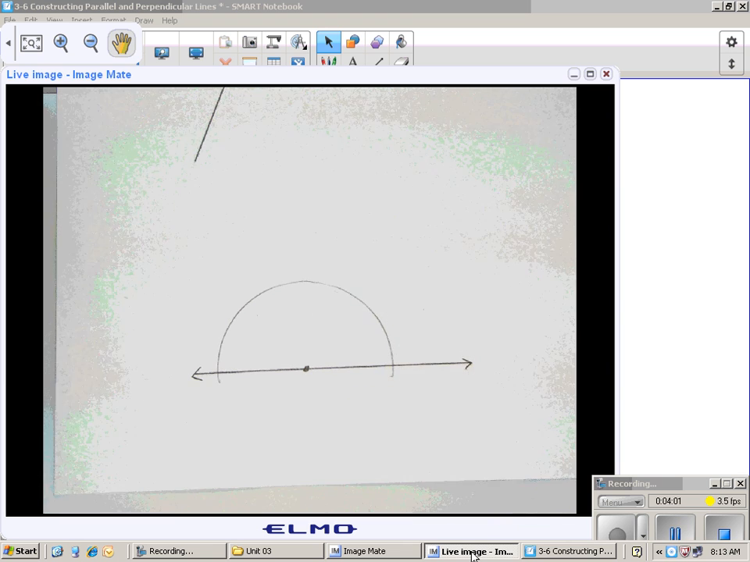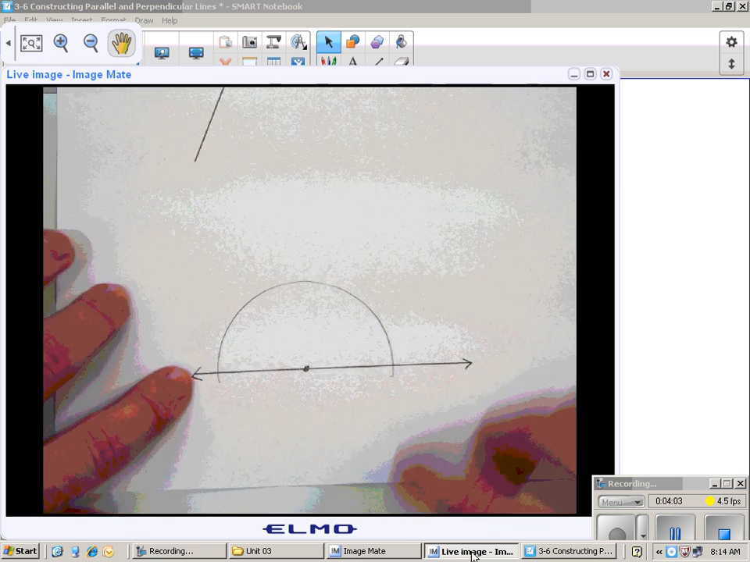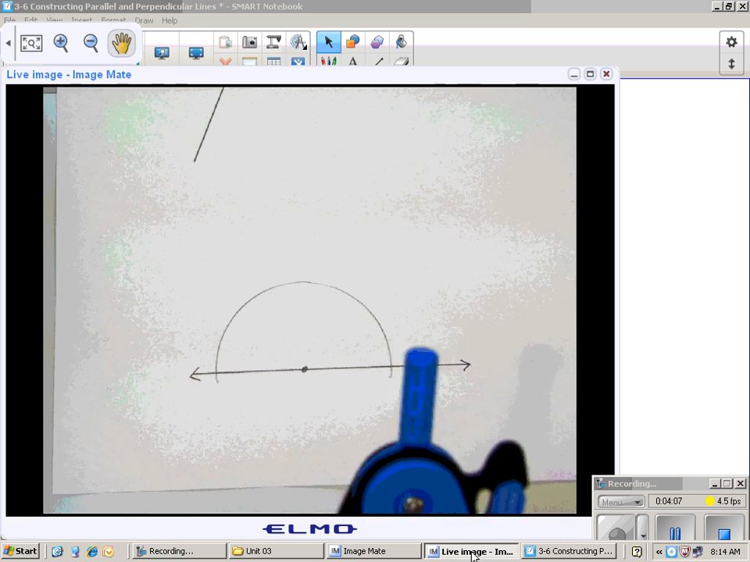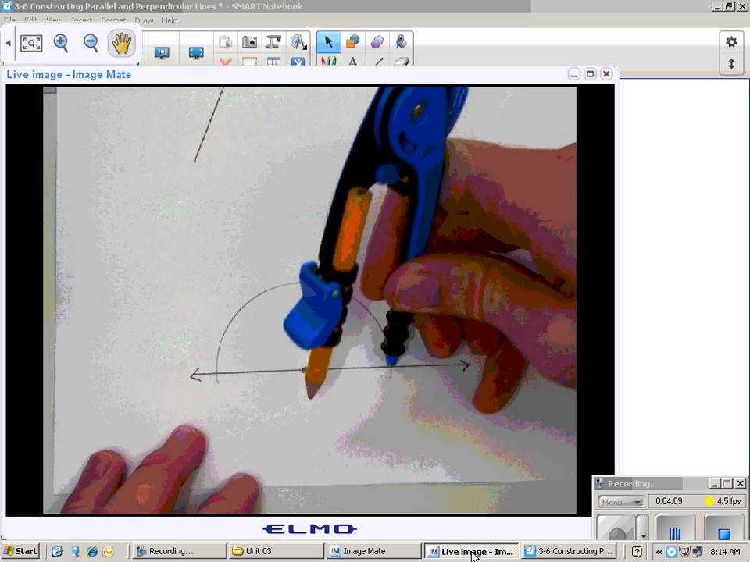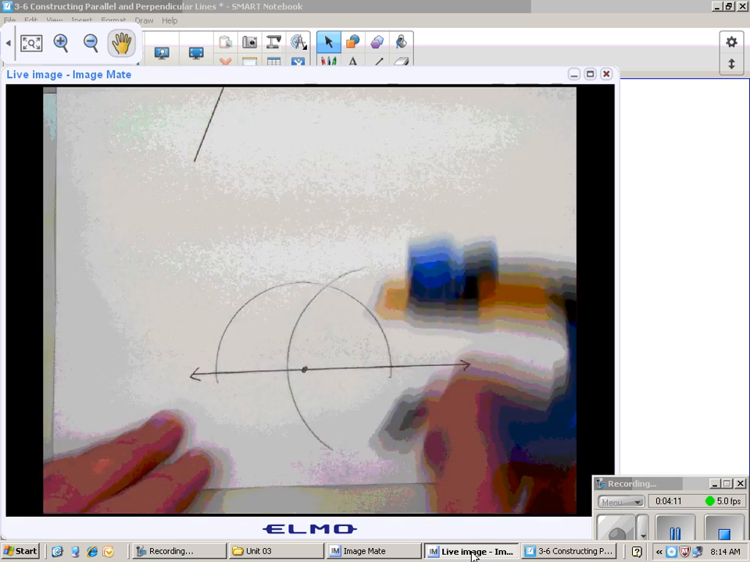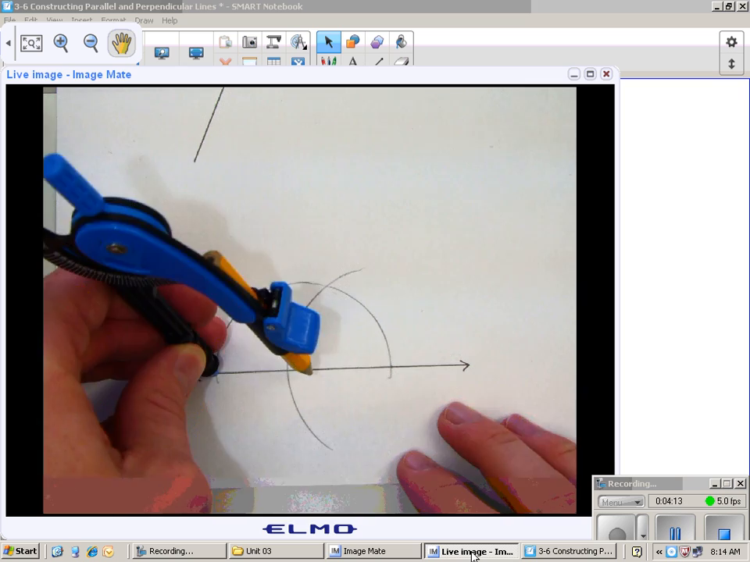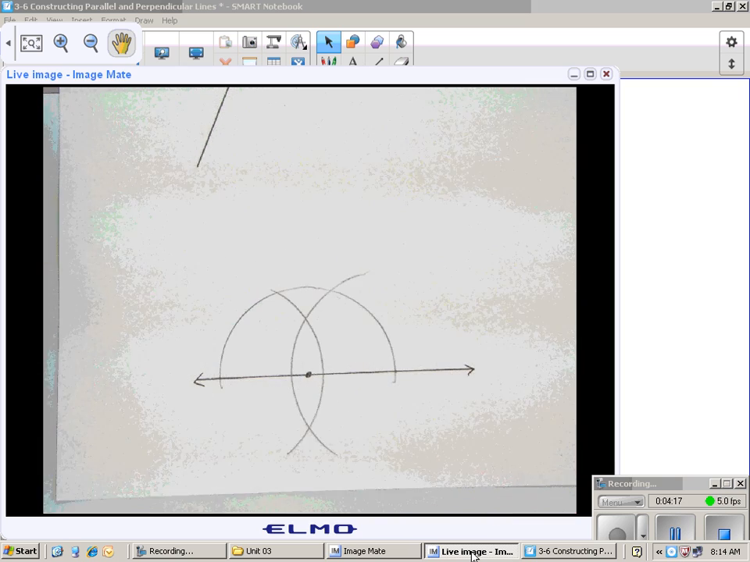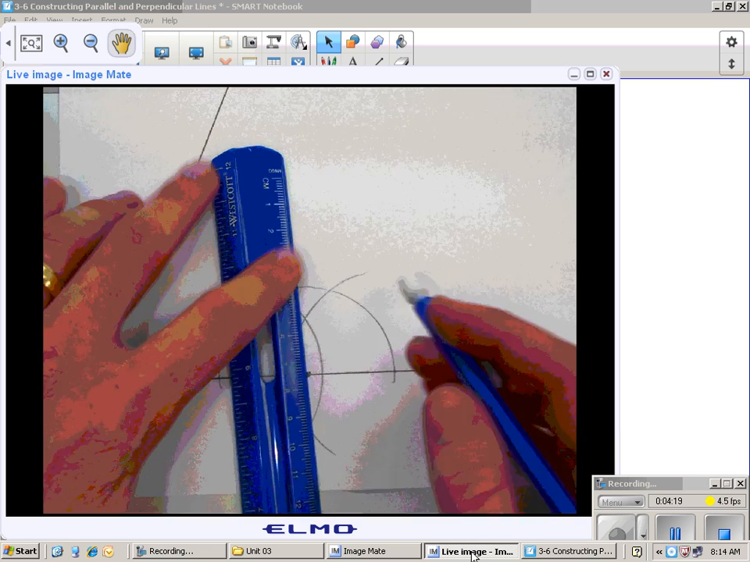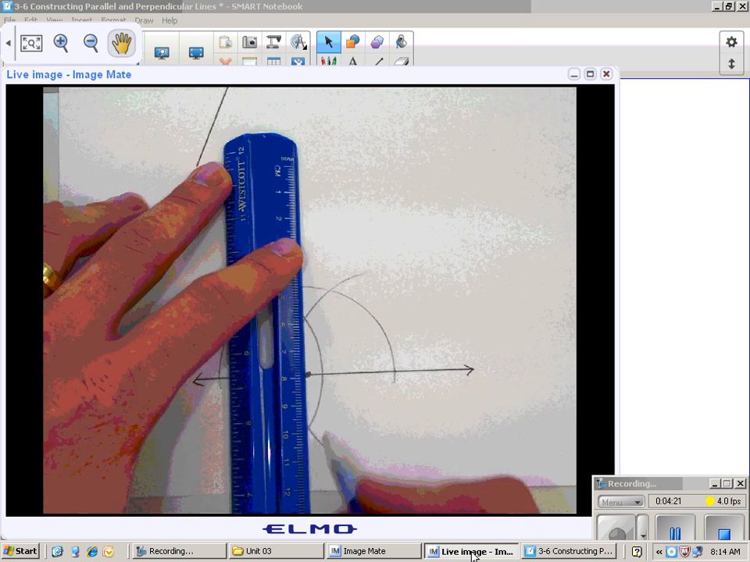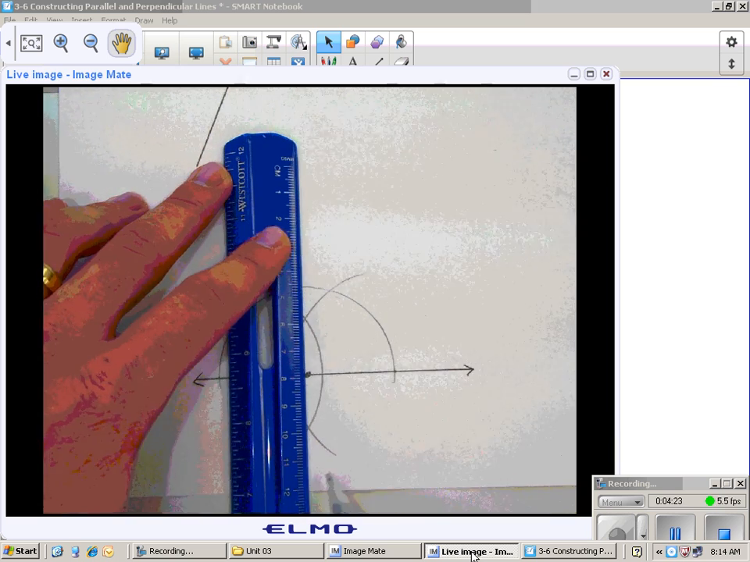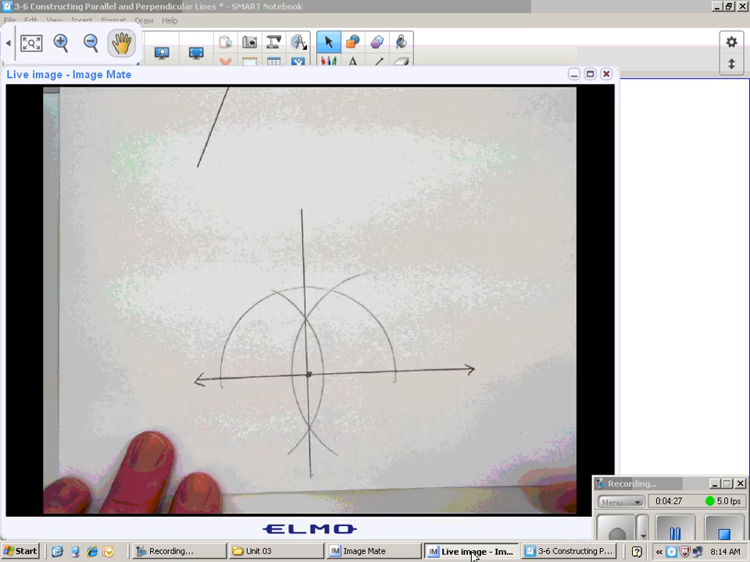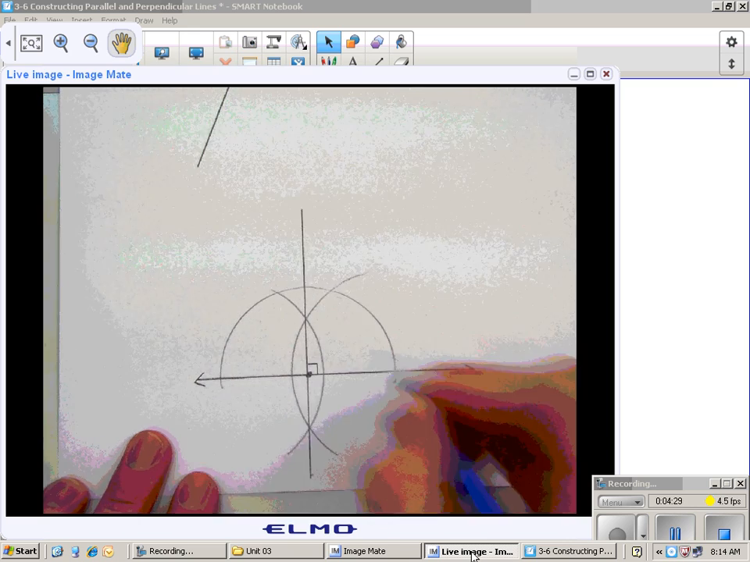Now the next thing I have to do is bisect this segment. So I make my compass a little bit longer than halfway, and draw on the two arcs like we did back in section 1-6. Now if we do this correctly, then this should go through the point that we selected before. And we have a line that's perpendicular to this one that goes through the point.